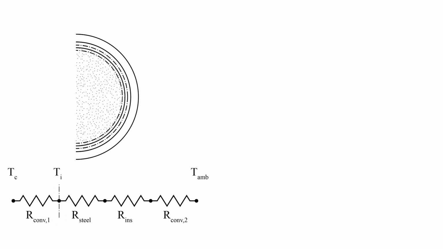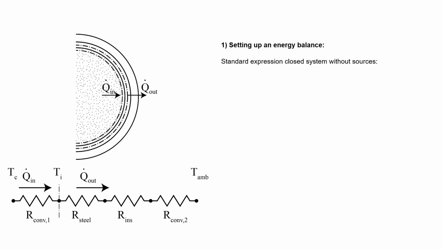Through this interface, we'll have some heat entering and leaving at the same time, which we draw here in our resistance network as well. So now we can write down our energy balance, where we know the standard expression for a closed system without sources. But as we're dealing with a steady-state problem, our system will not change over time, and for this reason, everything differentiated with respect to time will cancel out.